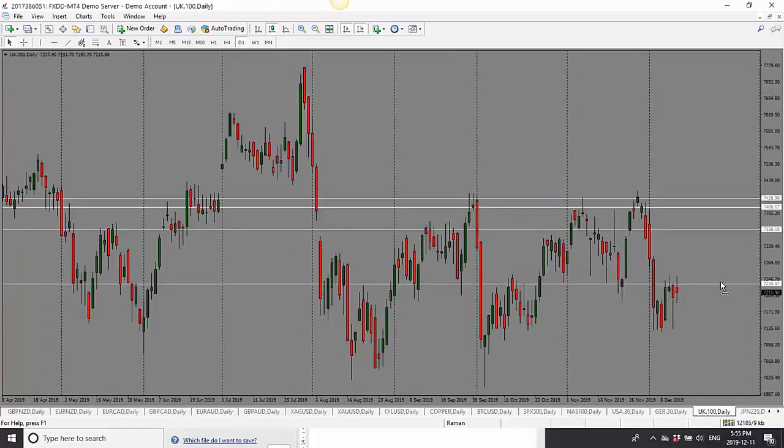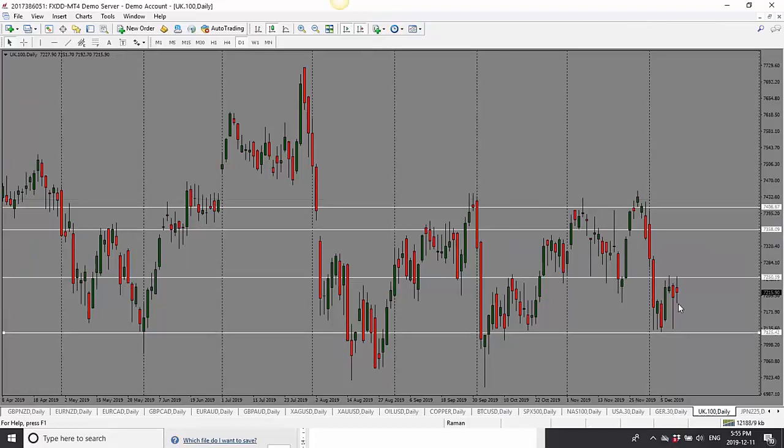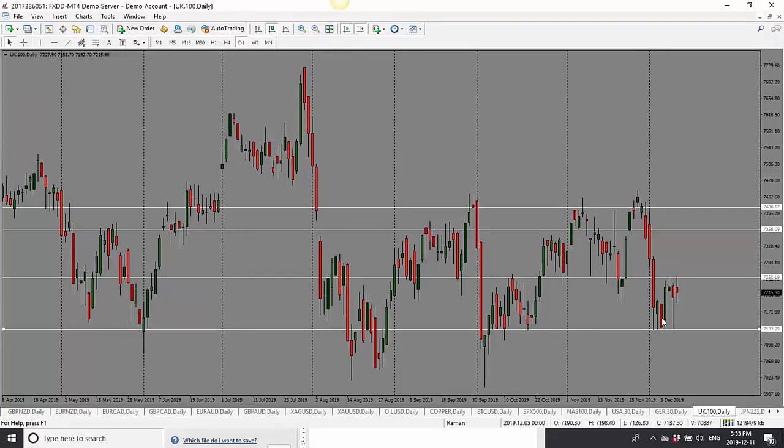Last couple here, FTSE. FTSE also looking neutral at the moment. It's just been going back and forth in this range. So at this point, we could see a drop towards 71.30, but bias overall is still neutral as it's looking range bound at the moment. So 71.30 is the target.